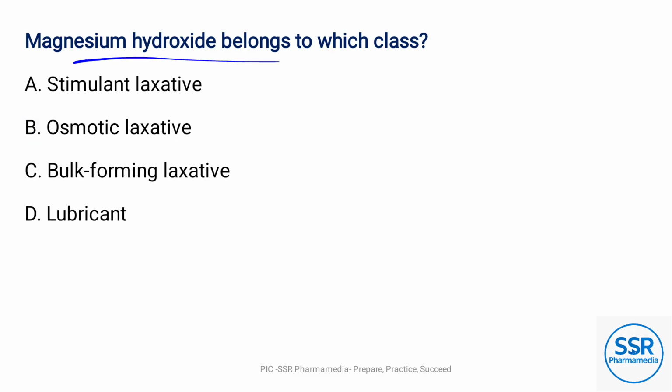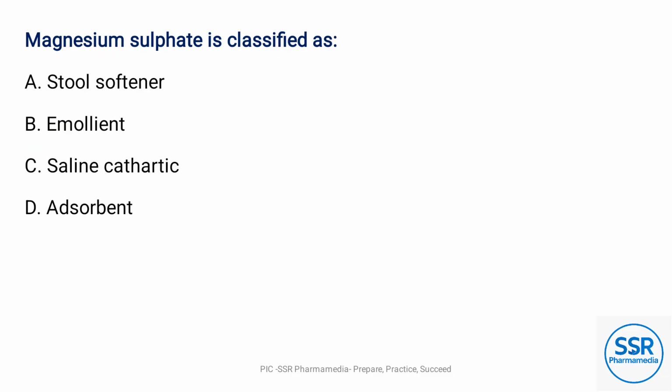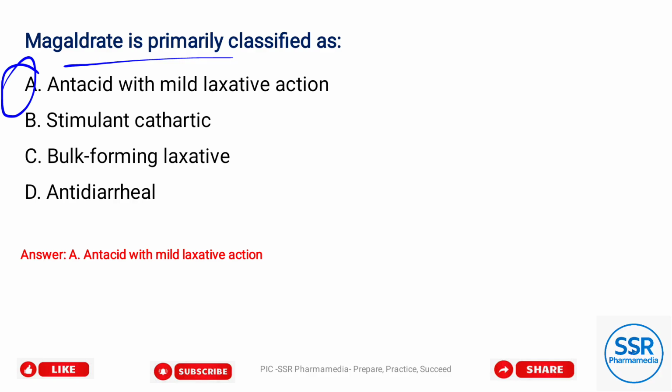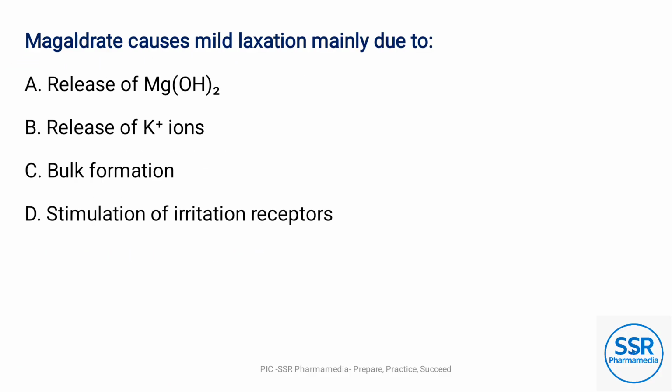Magnesium hydroxide belongs to which class? Option B, osmotic laxative. Magnesium sulfate is classified as, option C, saline cathartic. Magnesium alginate is primarily classified as, option A, antacid with mild laxative action.